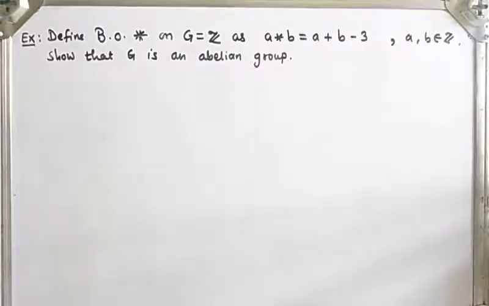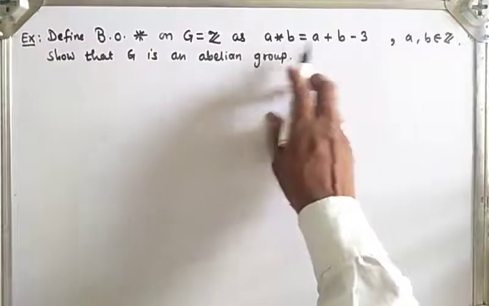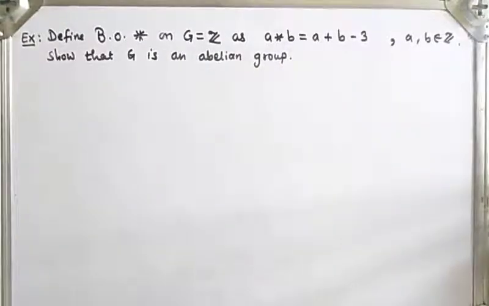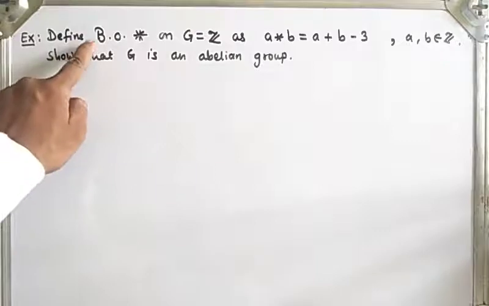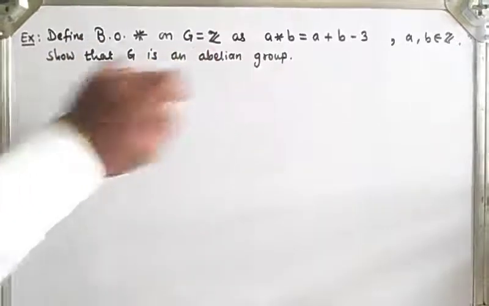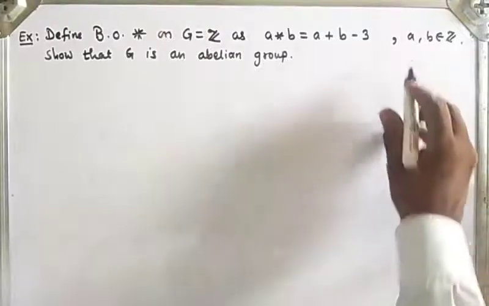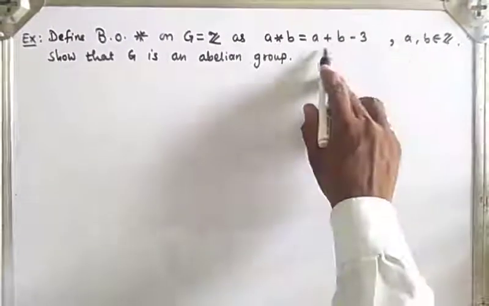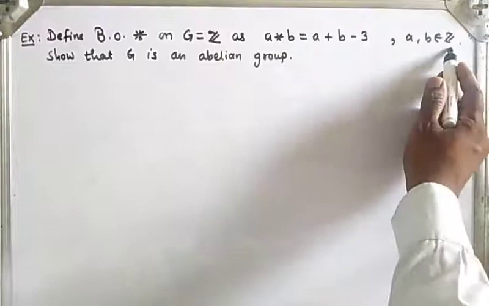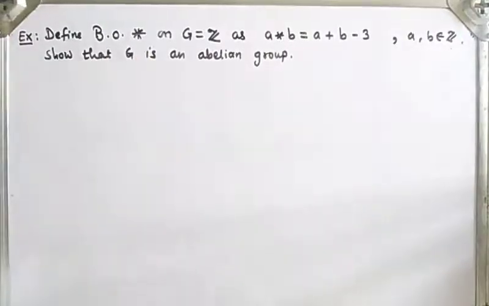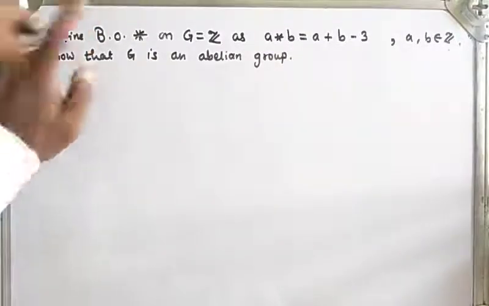So here a star b is defined by a plus b minus 3, and we have to show that this forms an abelian group. First, check that it forms a group. Here we have been given a binary operation star on Z, which is a star b equals a plus b minus 3. Obviously, we see that a, b belong to the set of integers, then a plus b minus 3 again belongs to the set of integers, meaning star is a binary operation defined on the set.